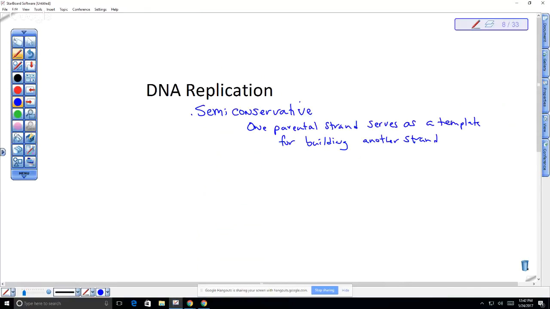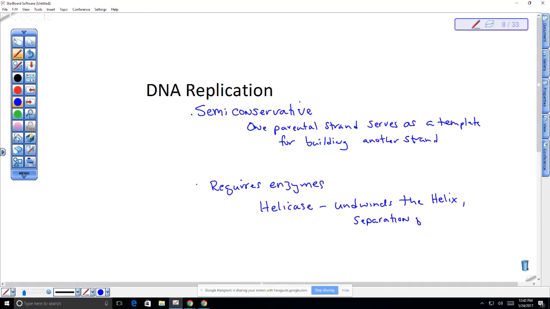Okay, so the other thing about DNA replication is it requires enzymes. And enzymes are also coded for by the DNA. But remember, enzymes are really important. One of these is called helicase. And helicase unwinds the helix, right? And then we get the separation of the DNA strands.